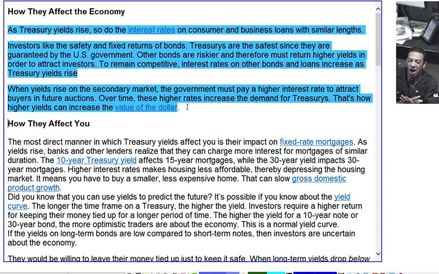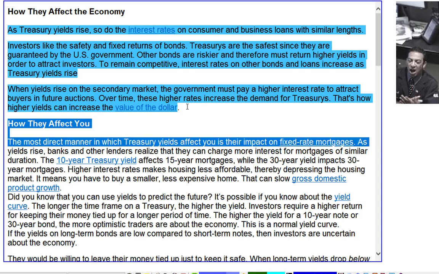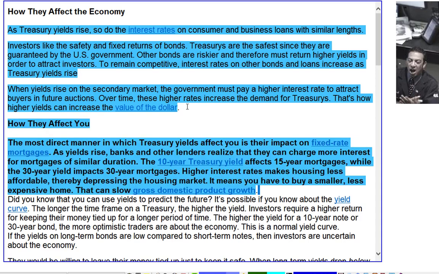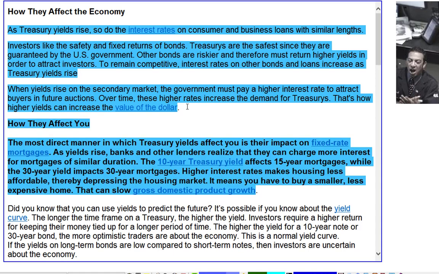How they affect you. The most direct manner in which treasury yields affect you is their impact on fixed rate mortgages. So yields rise, banks and lenders realize they can charge more interest for mortgages or similar. Okay, I think I get it now. That can slow gross domestic product. Did you know that you can use yields to predict the future? That's interesting. It's possible if you know about the yield curve.